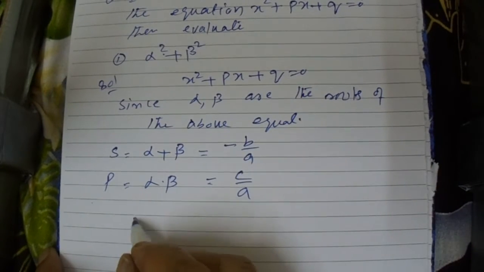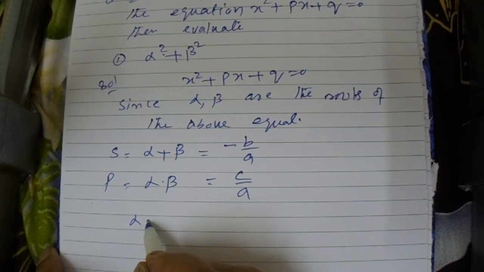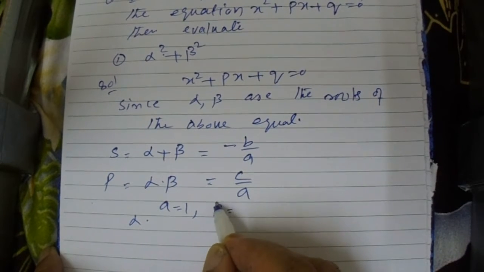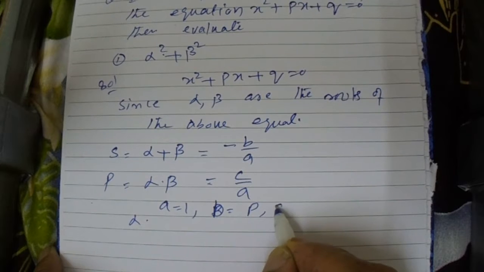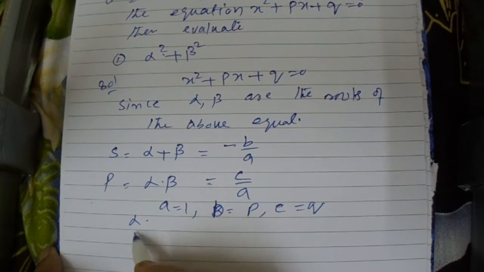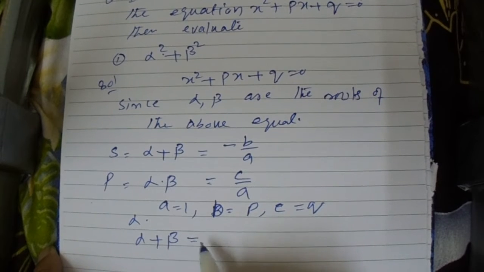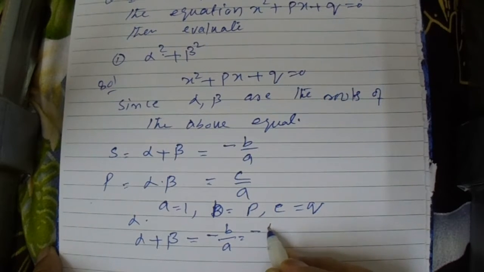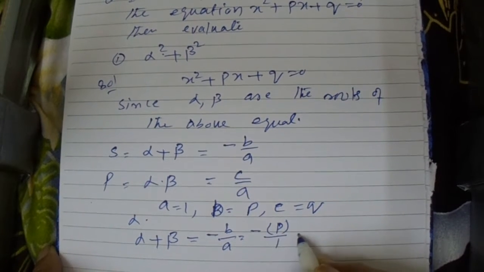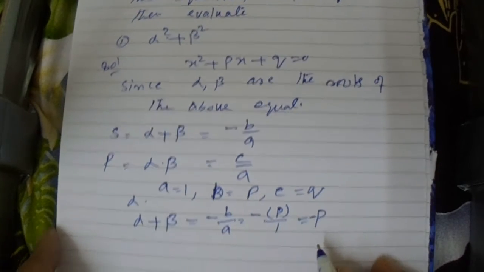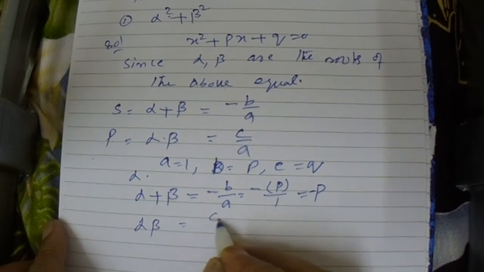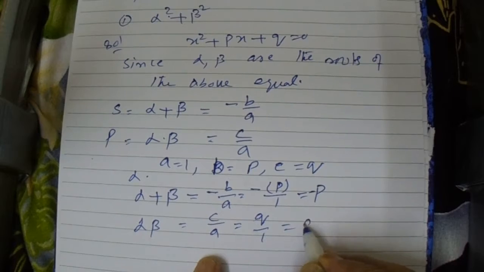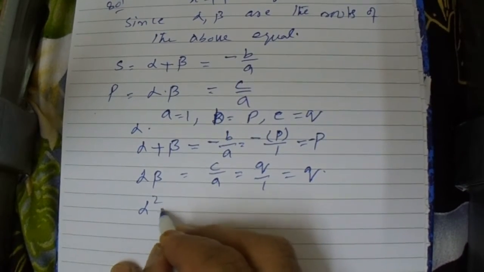Now here a is equal to 1 and b is equal to p and c is equal to q. Now alpha plus beta is equal to minus b over a, minus p over a, which is 1, so it is minus p. Now alpha into beta is c over a, and c over a means q over 1, this is equal to q.